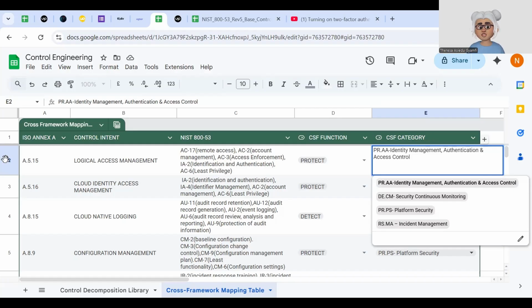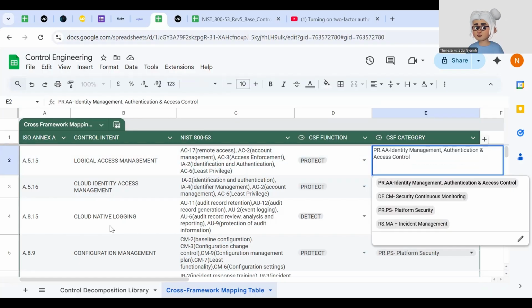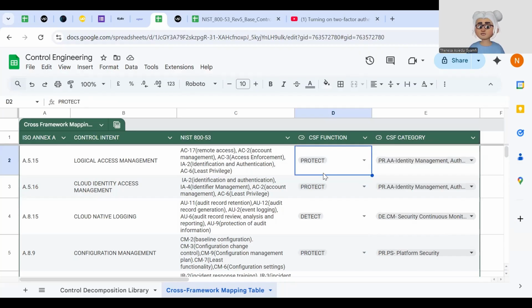Why? When you look back at everything that we've talked about, everything basically is about identity, access, and authentication. So we need to identify the user, authenticate that the user is an authorized user, and then eventually grant them access to a resource based on their role, based on their privilege access and all that. So choosing identity management, authentication, and access control will be the best category to map this to under the CSF category. And then for the CSF function, we'll go with protect, because we are protecting our resources from unauthorized access.